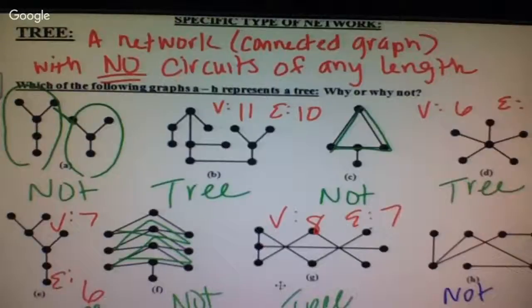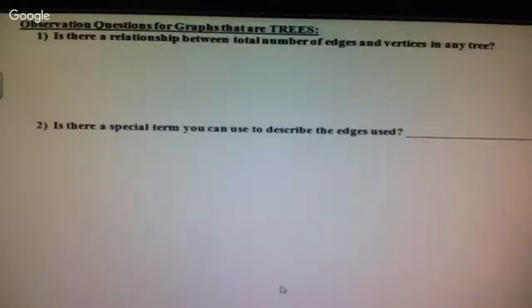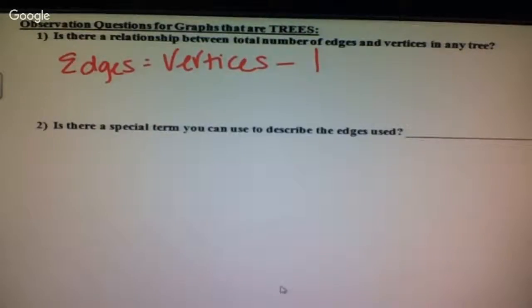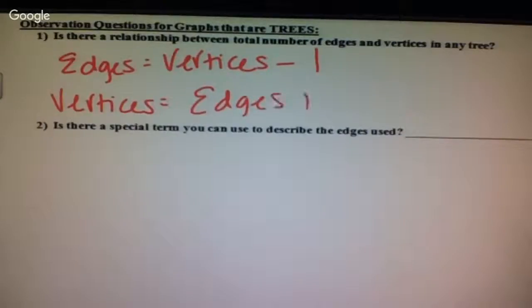They're all one less. So in order for a network to be a tree, however many vertices you have, you should always have one less edge every time. So kind of like Hamilton circuits where you had the vertices and then each degree was one less. In a network, in a tree, your vertices and edges have that relationship. So your edges equal your vertices minus 1. Or your vertices equal your edges plus 1.